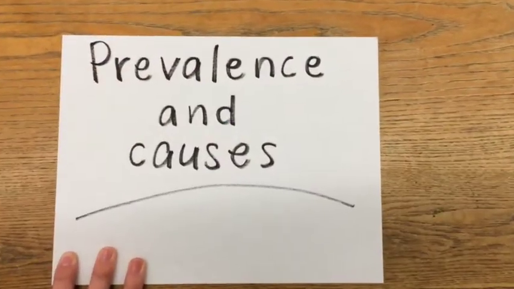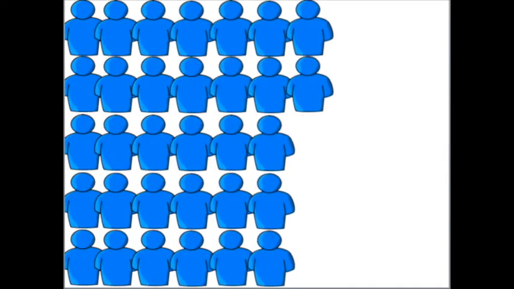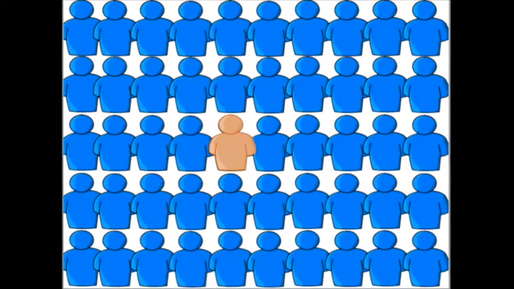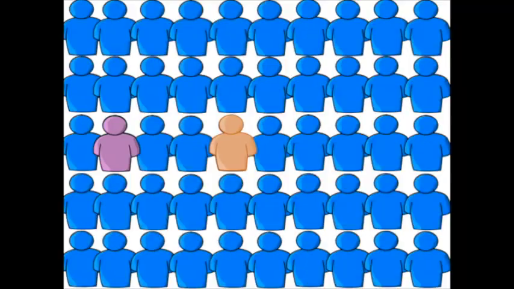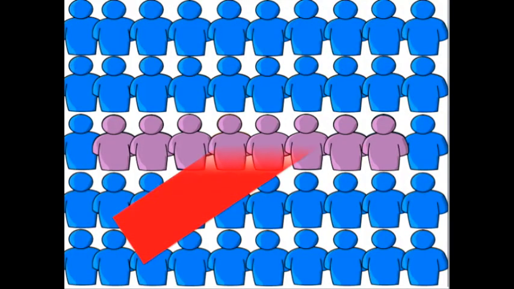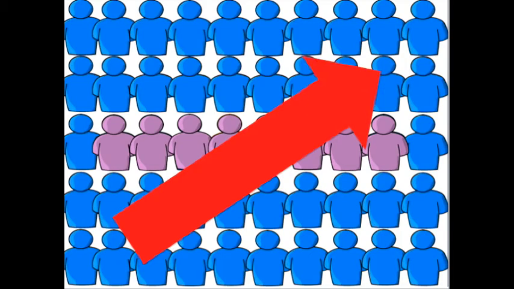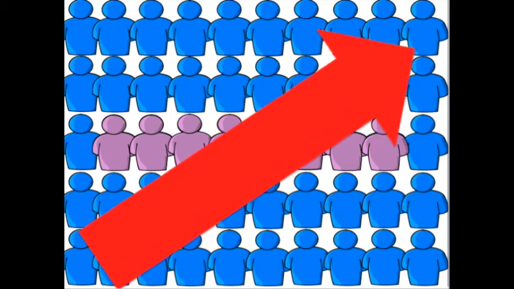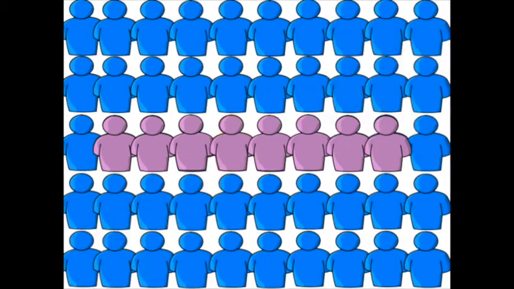Prevalence and causes. Today, 1 in 68 children are diagnosed with autism spectrum disorder. Of those children, boys are 4 times more likely to be diagnosed than girls. ASD is one of the fastest growing developmental disorders in the U.S. as compared to 2003, when 1 in 150 children were diagnosed with ASD.